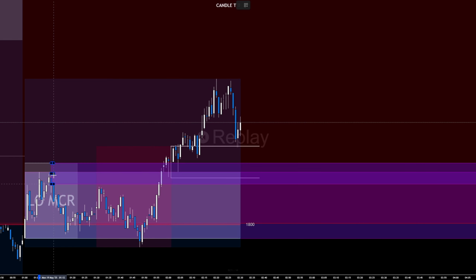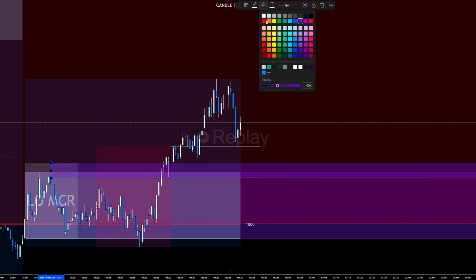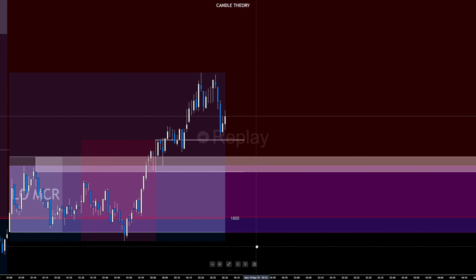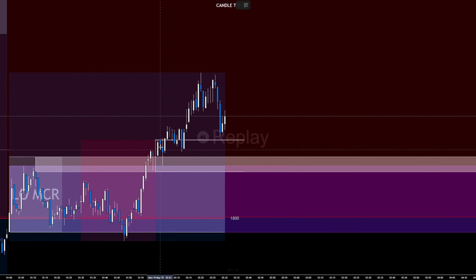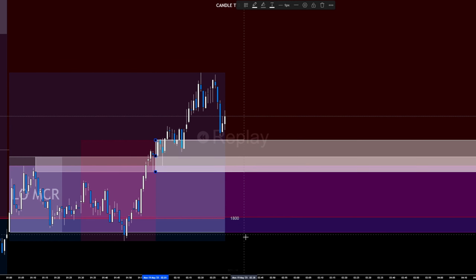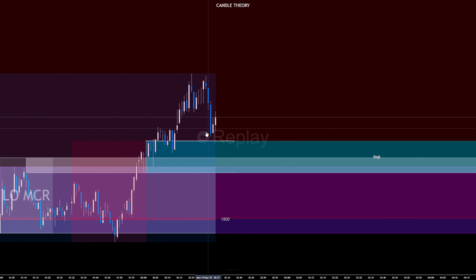Okay. What do we see as well? We see this wick up at the top. Make this white. And then we have this doji. What we're going to be looking for is price to react from our edges, right? What is the closest edge that price can react from? It's going to be the edge of this manipulation. It's going to be the edge of this MCR. And then we have the small little edge of the nano range as well.